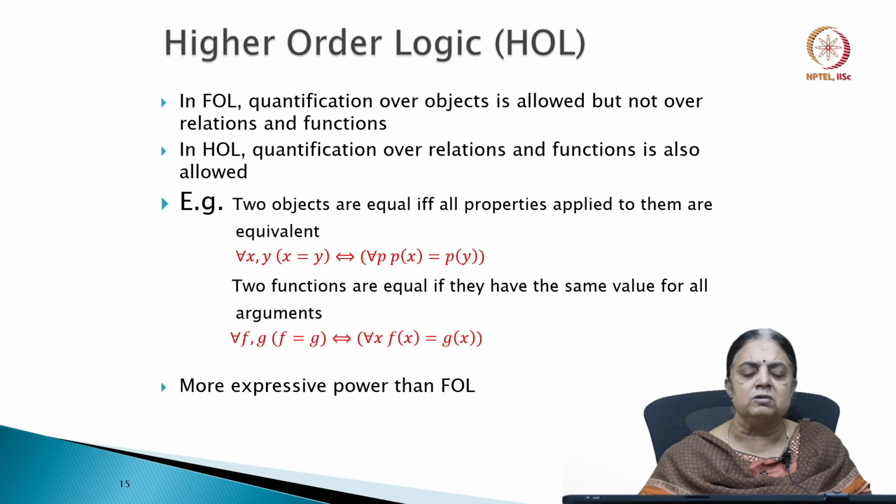And the next sentence is: two functions are equal if they have the same value for all arguments. So we have two functions f and g. We are using a quantifier on the functions and we say f is equal to g if and only if for all x, for all arguments x, f of x is equal to g of x. So this is what is different in the higher order logics. This can be added into the higher order logics.